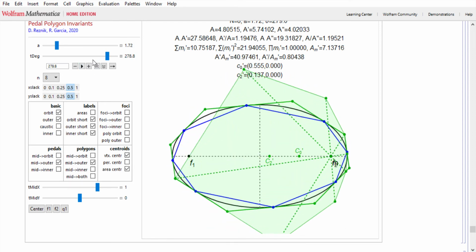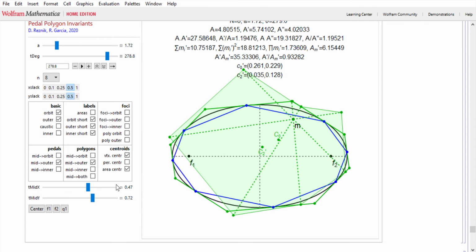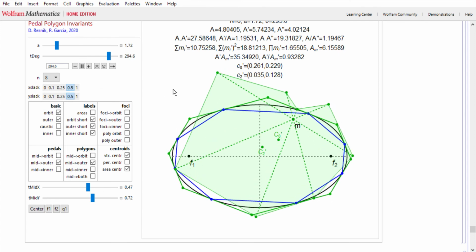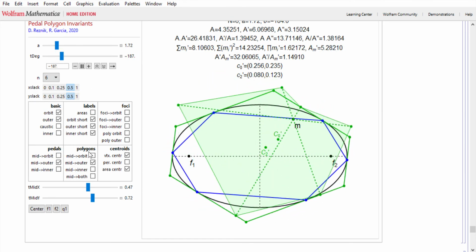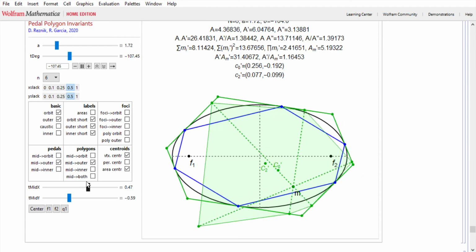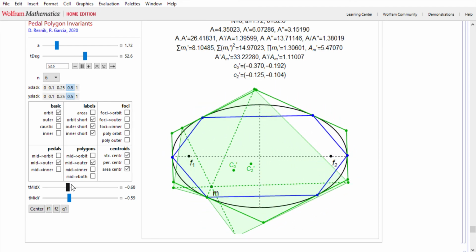Okay, now of course for any even n, if I move M around, I get the stationarity property. So here's n equals 8, here's n equals 6, stationary, and so forth and so on. This is pretty nice.